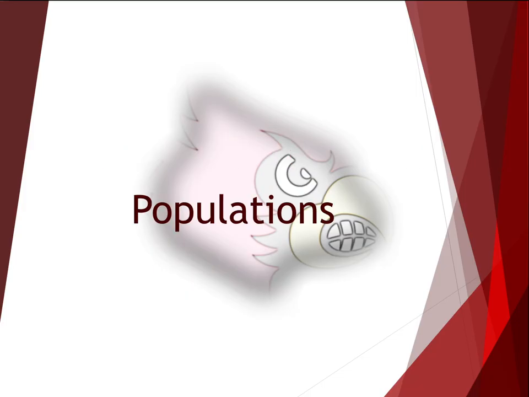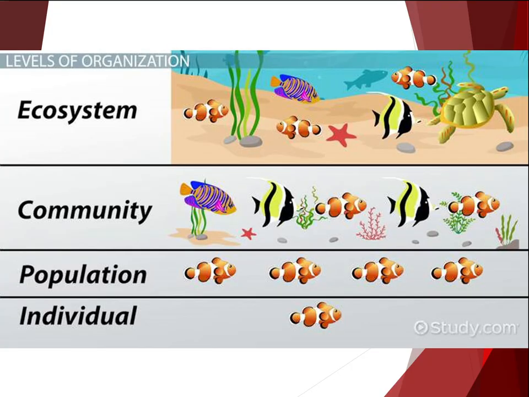Our first main idea, populations. Ecologists study various levels of organization of the natural world. Defining these levels of organization helps clarify the scope of the ecologist's studies. An ecosystem includes all the living and non-living components of the environment within a specified area.